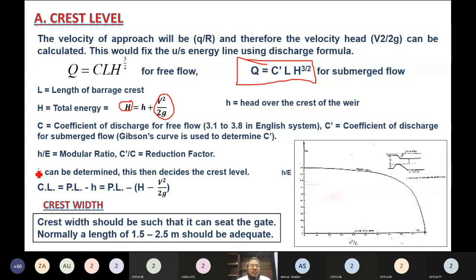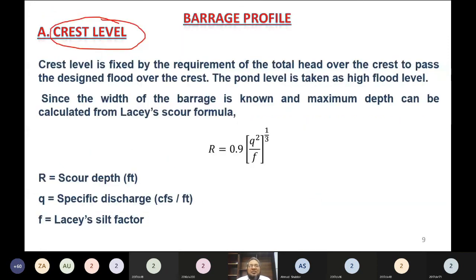Excuse me, sir, once, yes. सर हम अप्रोच वेलोसिटी के लिए स्कावर डेप्थ को क्यों यूज कर रहे हैं? सिग्निफिकेंस क्या है उसकी? Yeah, this is a very good question.